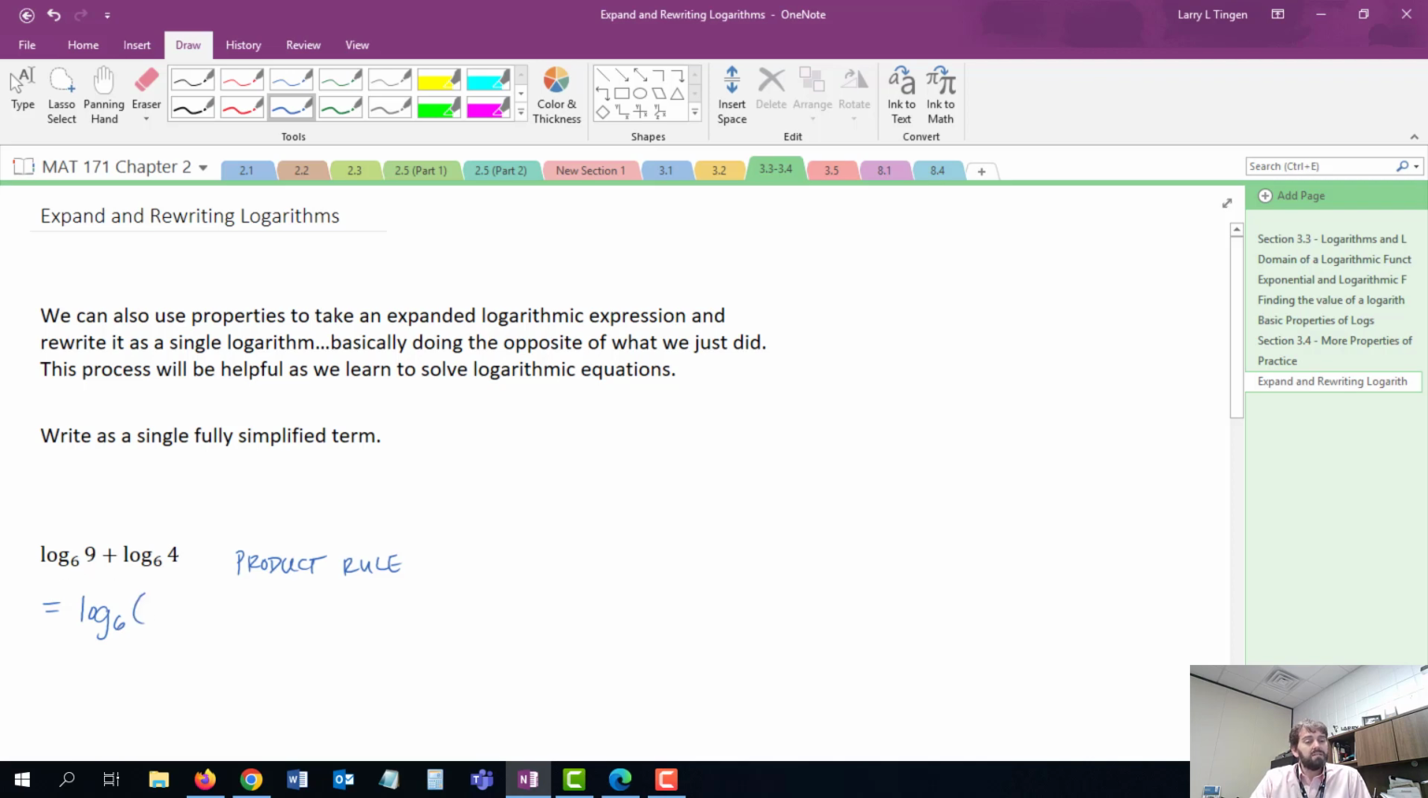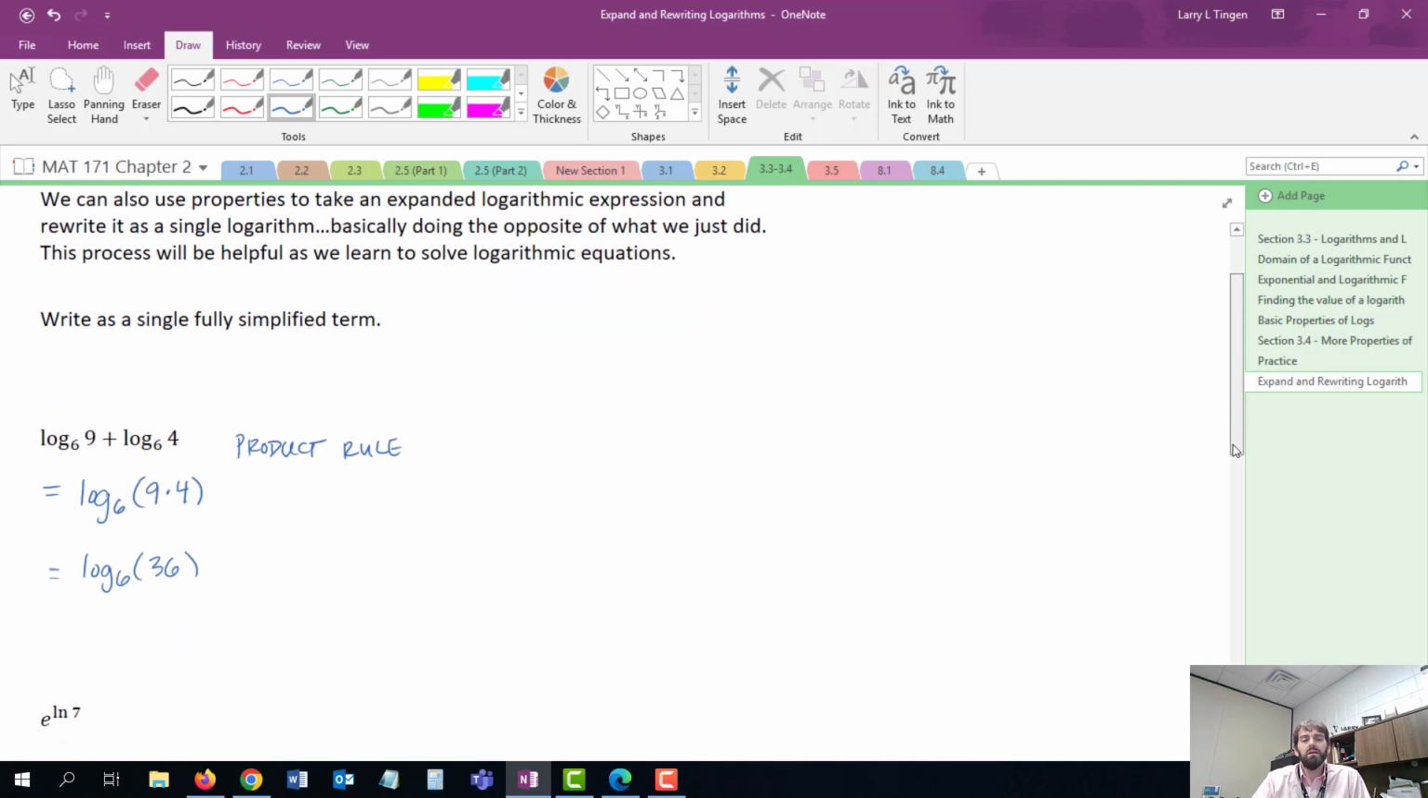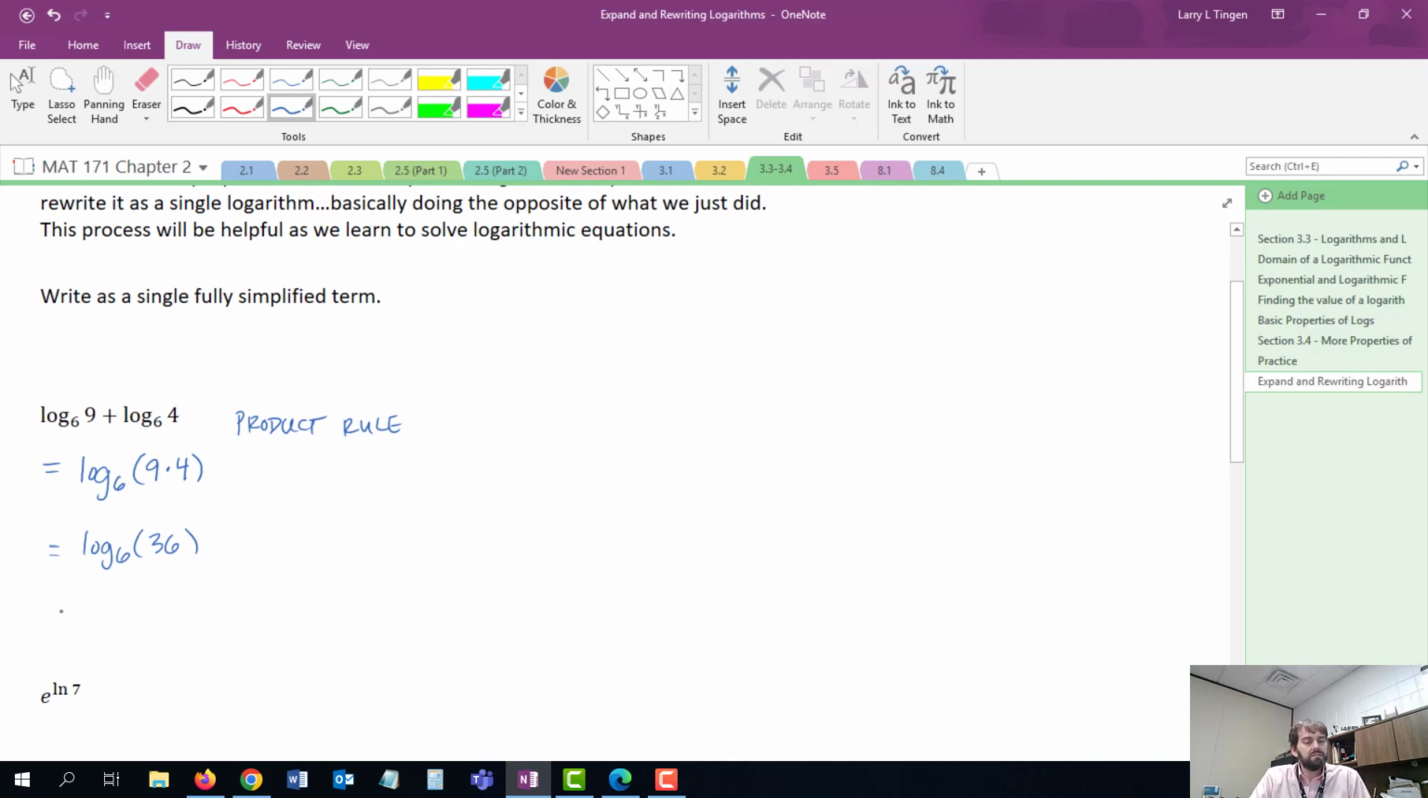So log base 6 of 9 plus log base 6 of 4 is the same thing as log base 6 of 9 times 4, which is 36. And look at that. Log base 6 of 36 is 6 squared. And whenever I have a base and an argument with the same base, the answer is the exponent. So this comes out to be 2.